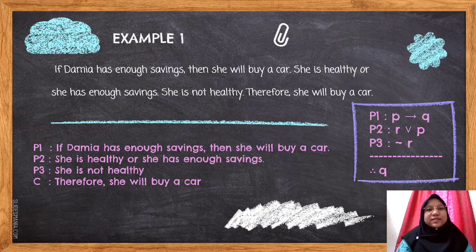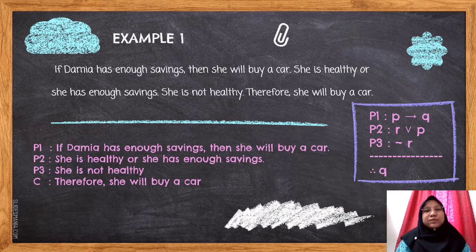Here is the first example. If Damia has enough savings, then she will buy a car. She is healthy or she has enough savings. She is not healthy, therefore she will buy a car. From this, we can separate it into 3 premises and a conclusion. First premise, if Damia has enough savings, then she will buy a car. Second, she is healthy or she has enough savings. Third, she is not healthy, and the conclusion is, therefore, she will buy a car.